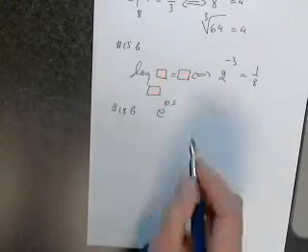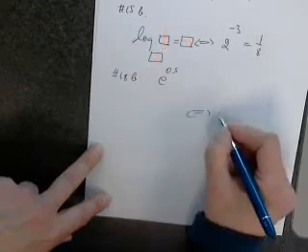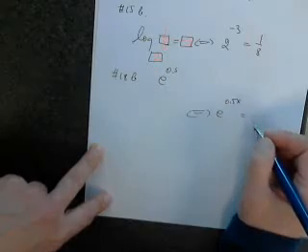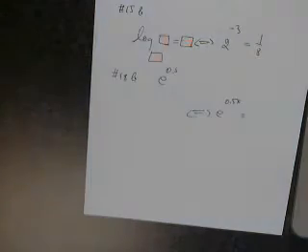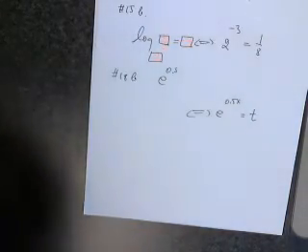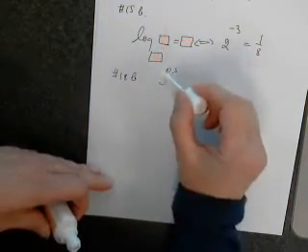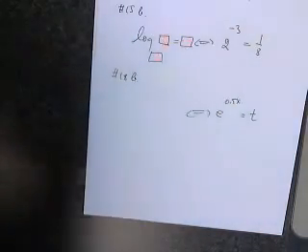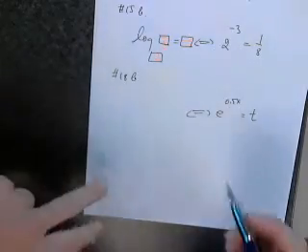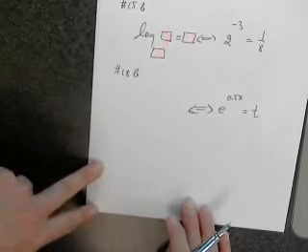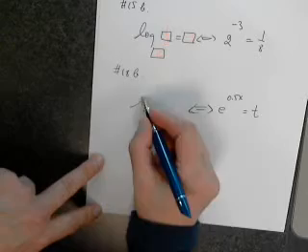E raised to 0.5x, I think it is, equals t. Is it t? Yes, t. Very good. What did we say E uses the same key with? Right. So ln.